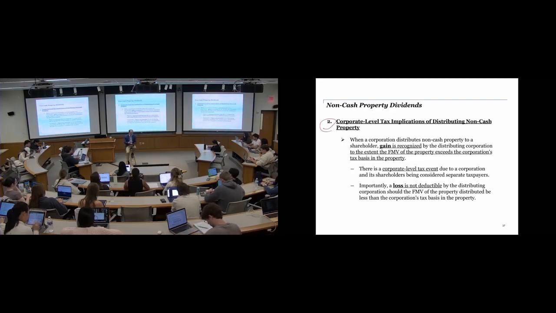Okay? So then the second complexity when non-cash property distributions, dividends, are done, is the corporate level tax implications of distributing those assets. Right? If it's cash, the corporation doesn't have gain or loss in cash. If it's property, yes, I have gain or loss in property. When a corporation distributes non-cash property, gain is recognized. So this is a one-way street. I recognize gain by the distributing corporation to the extent the fair market value of the property exceeds the corporation's tax basis in the property. That calculation is no different than if I had sold the property.